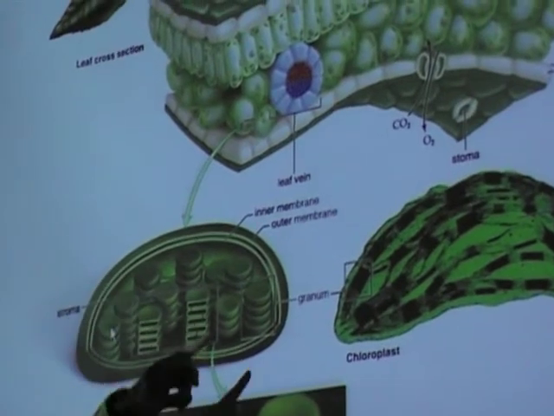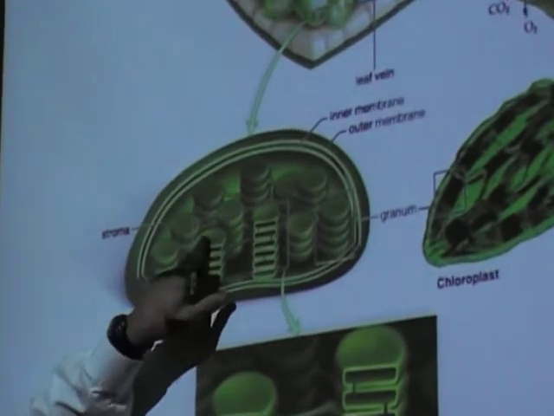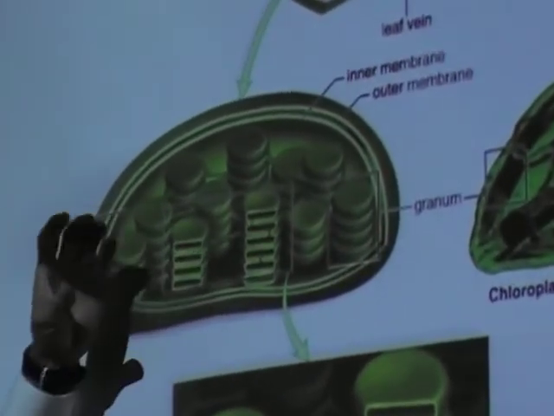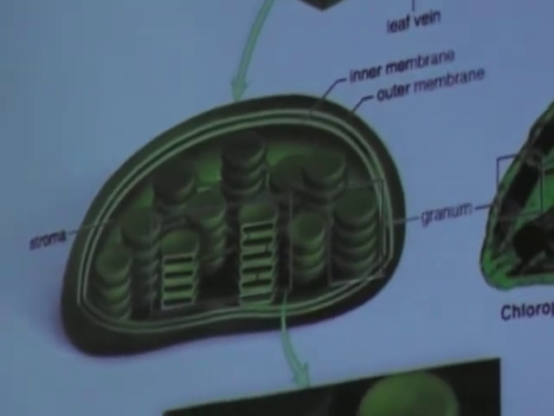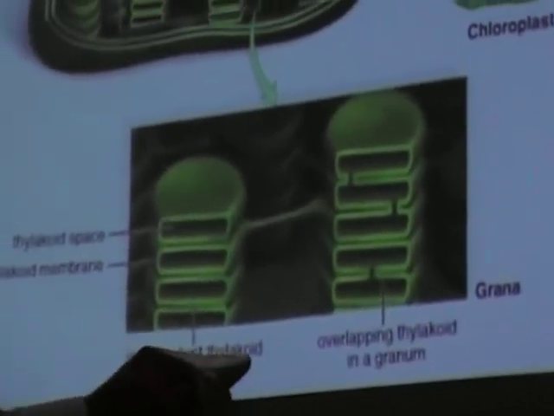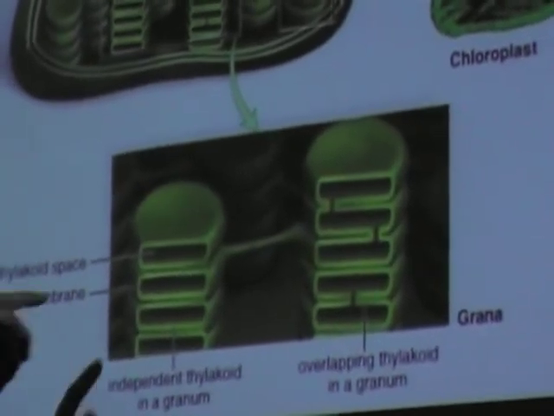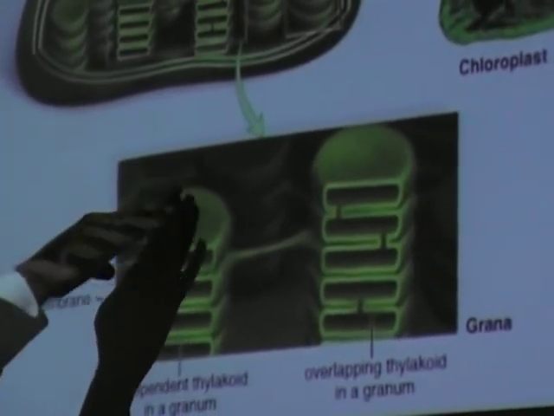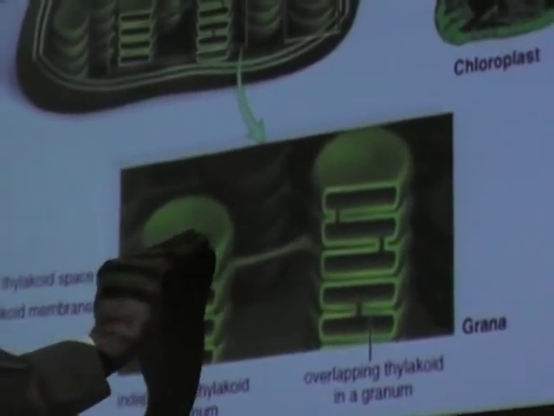Inside the chloroplast are little stacks of things that look like coins. They're membranes called thylakoids. Thylakoid membrane. Thanks for pointing that out, Drew. And on the surface of the thylakoid membrane is located chlorophyll. Chlorophyll is a green pigment.